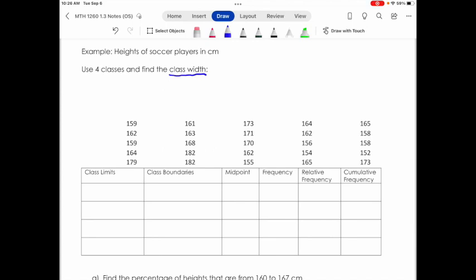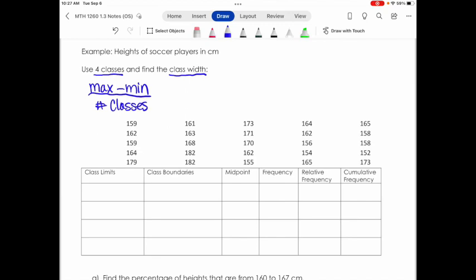This chart depends on the class width, and the class width tells us how wide the interval is going to be when we break it up into groups. The groups are also called classes. So we're going to have 4 groups here, 4 classes, and we want to determine how wide each class is going to be. So we need to find the maximum number, subtract the minimum number, and then divide by the number of classes.